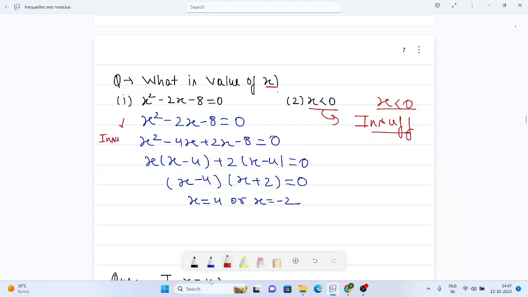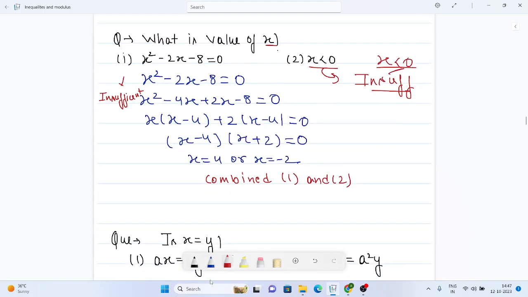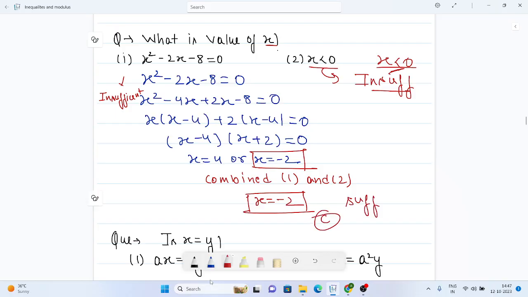So again both alone are insufficient, but if I combine 1 and 2, here he says x is less than 0, so out of these two values, only one is less than 0. So the answer is x equal to minus 2. So I got the unique value. Both together are sufficient, so again the option is C. So please note this down and let me know when you are done, then we move forward.